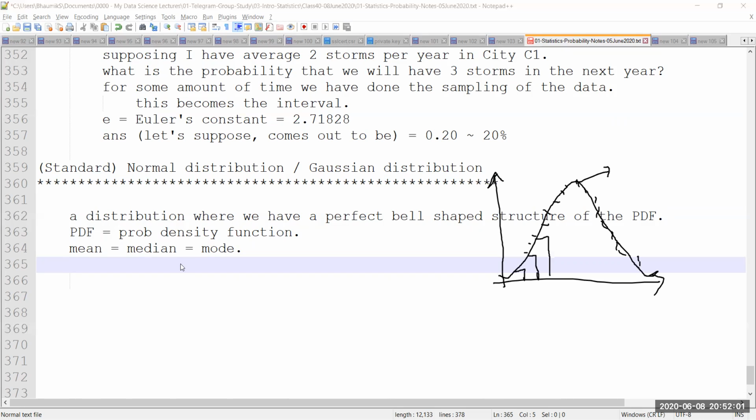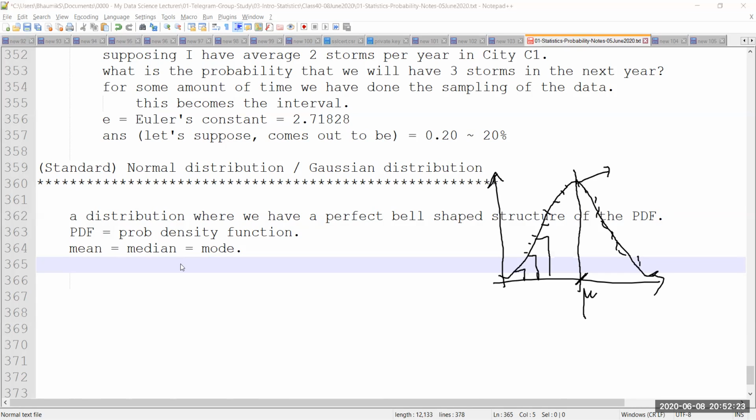And then I need to calculate this value. This value, statisticians usually call a mean. However, the nature of the normal distribution, or a Gaussian distribution, is where mean is equal to median is equal to mode.